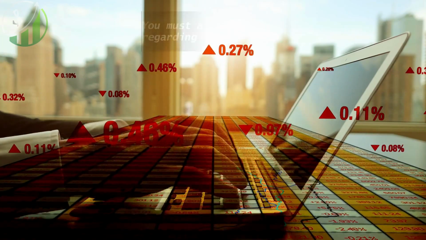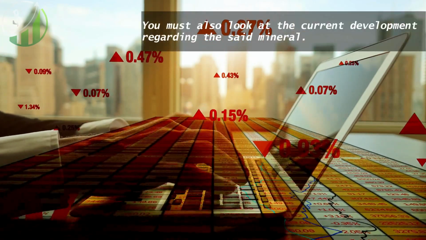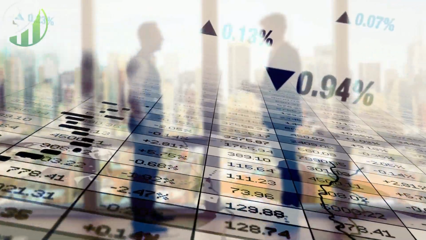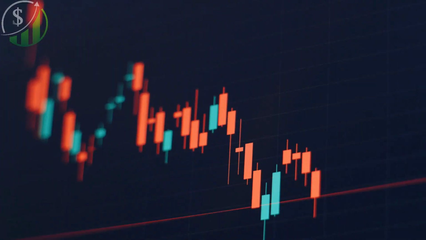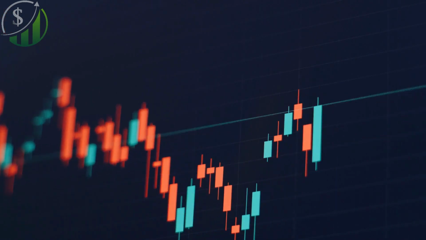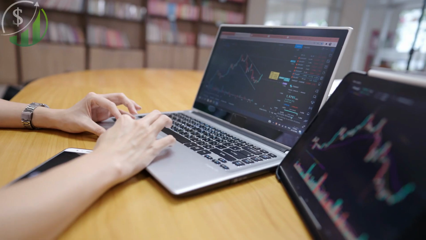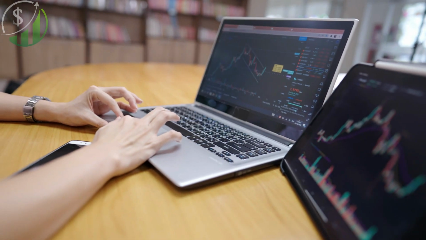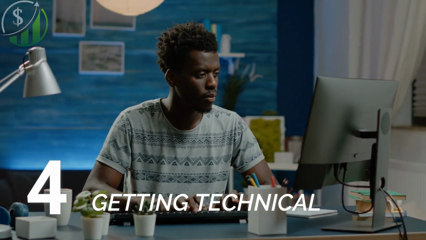Other than those mentioned, you must also look at the current development regarding that said mineral. For instance, gold is being used to develop electronic products and medicinal tools. If it has continuous use across time, then it is possible that gold won't lose its value in the near future.